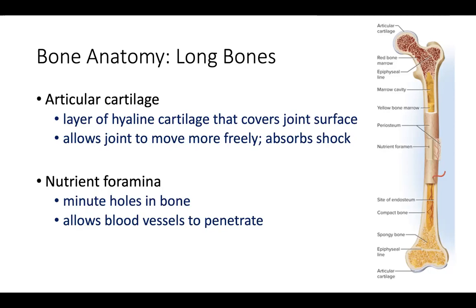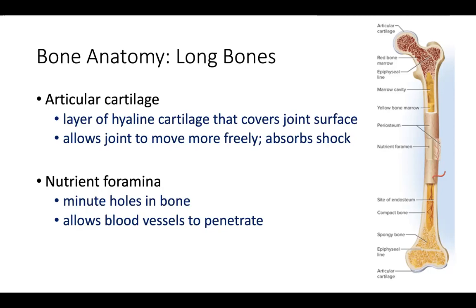On to the nutrient foramina. You're going to see this term a lot. Foramina is the plural. The singular version is foramen. They're basically little holes. So anytime you see foramina or foramen, they're tiny little holes in something that we're talking about, usually a bone. There's a bunch in your skull. There's a lot of little holes in your skull. So you'll see foramina and foramen over and over again.